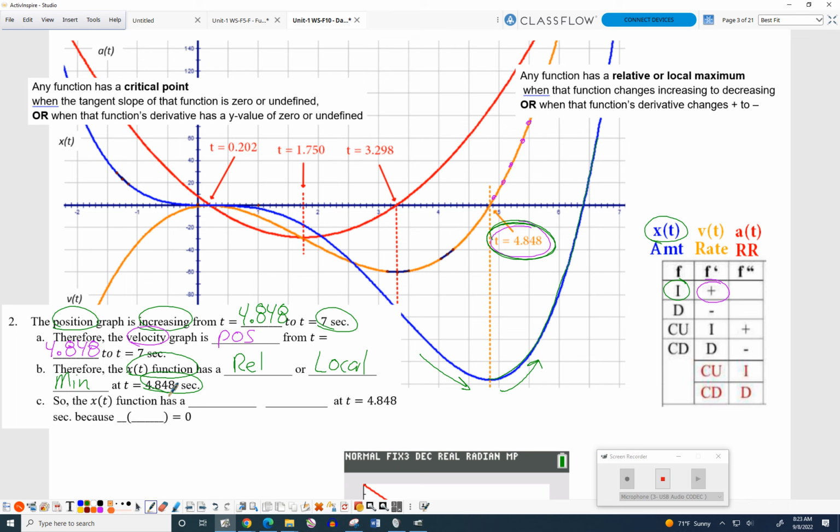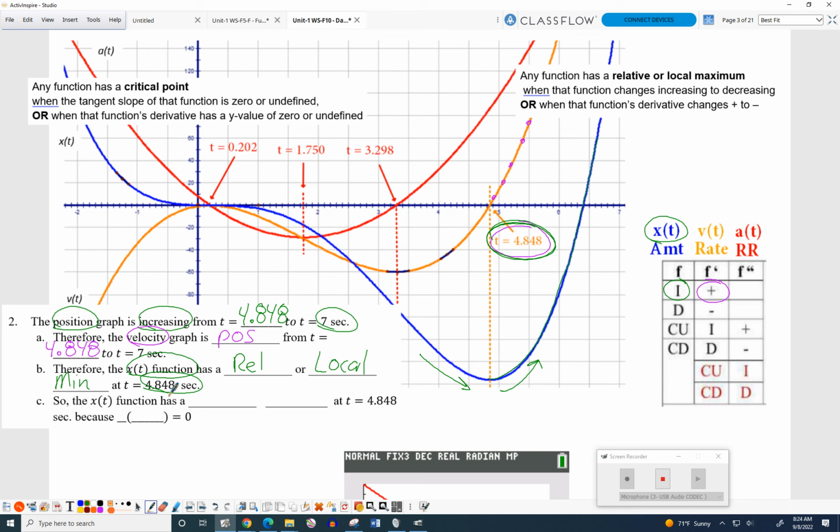Could you also say therefore that the tangent slope equals 0 at that point, or no? I'm going to pay a ticket for that one. So listen to what Tara said. The graph we're discussing right now, the position graph has a local min here, and at that spot, the position graph also has a critical point because the tangent slope right there is also 0.